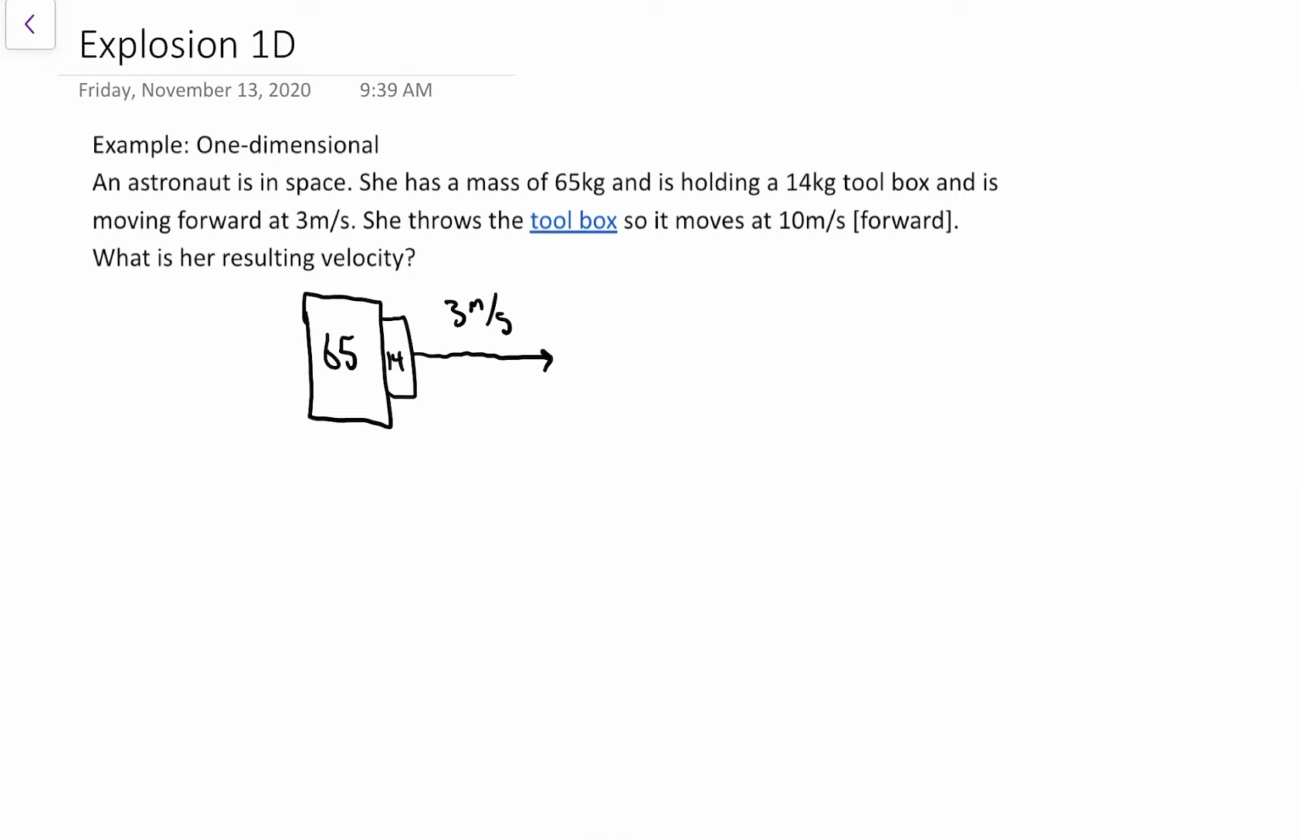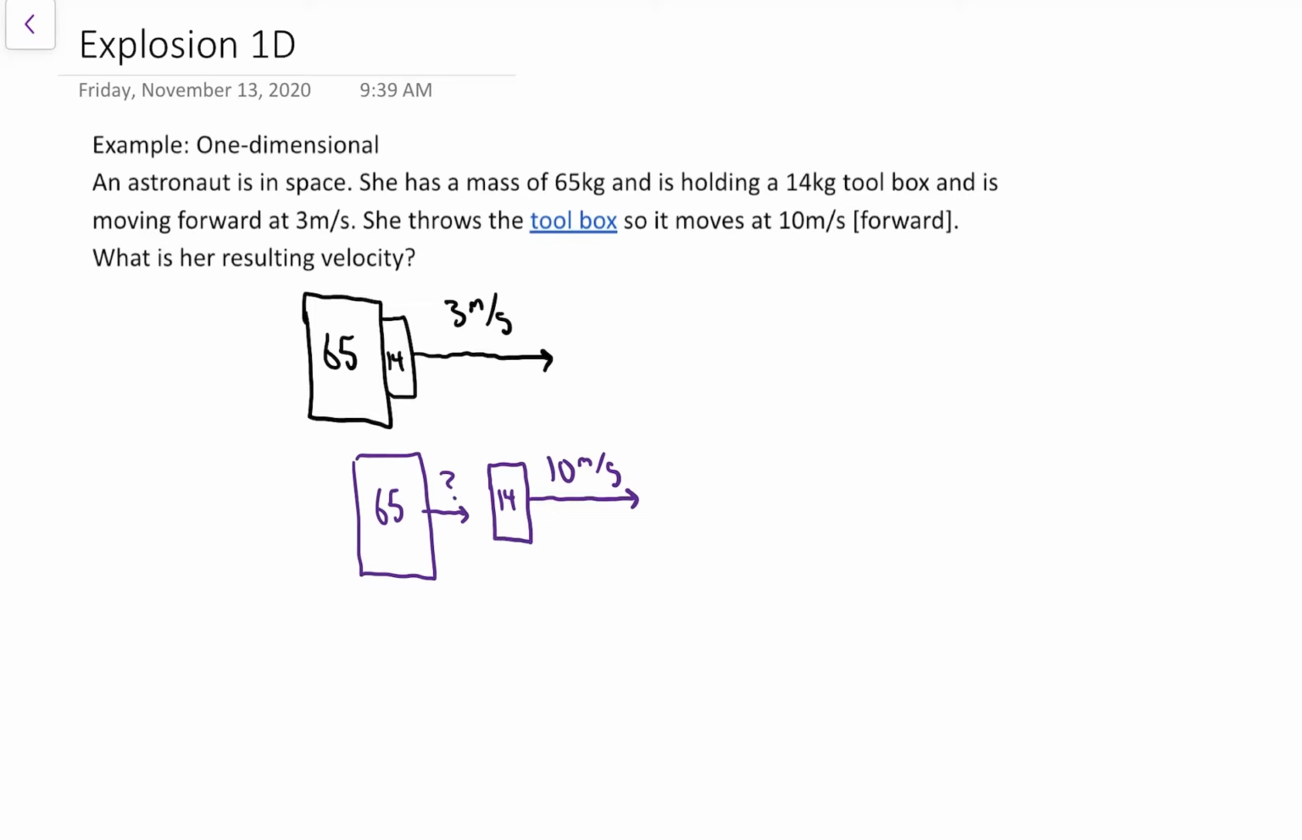The astronaut pushes off on the toolbox so that the toolbox ends up going forward at a speed of 10. I'm just making up these numbers. So after that, the 14-kilogram toolbox is going forward at a speed of 10, and then the astronaut, most likely still going forward, but I'm not sure how fast she's going.